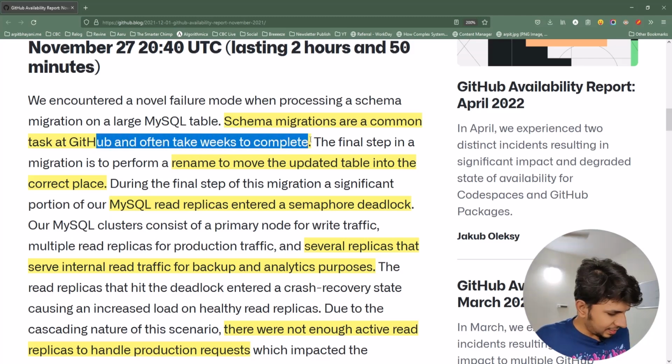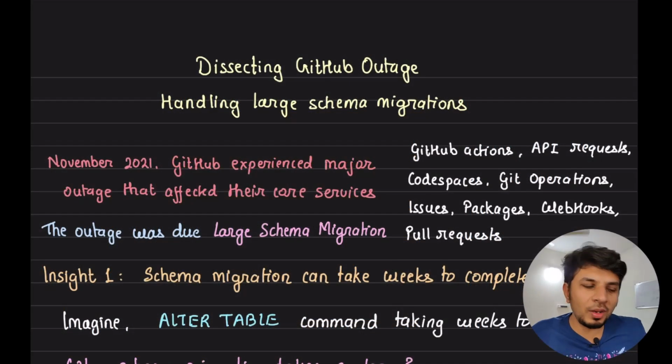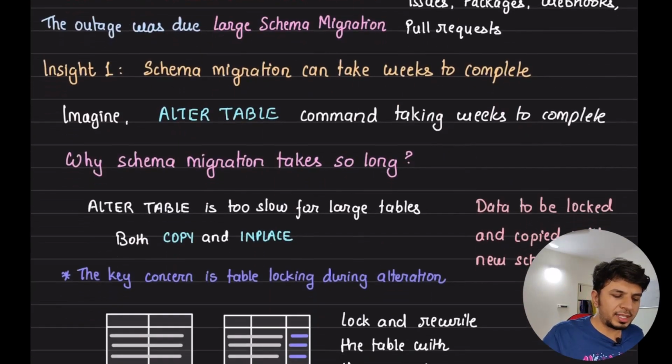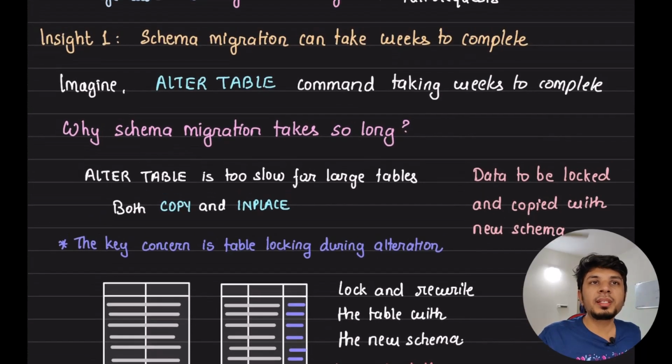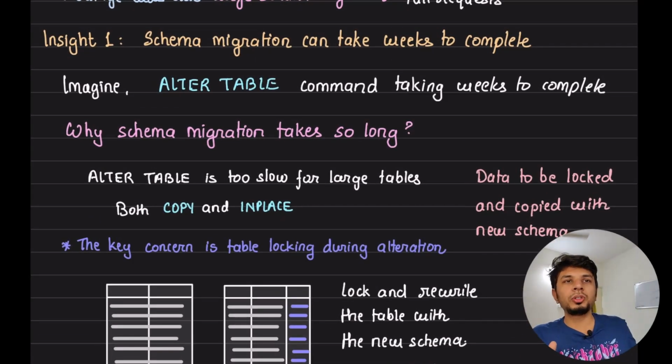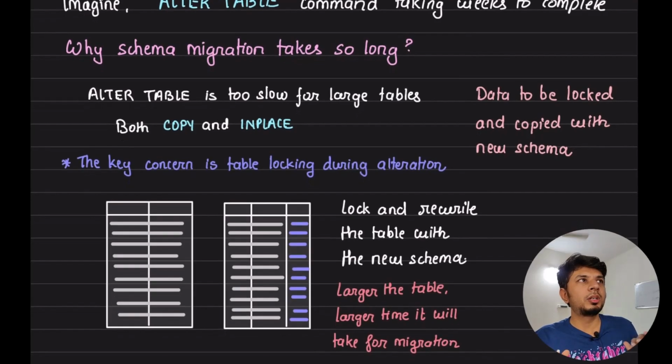Why? Let's dive into this first insight and understand why something as simple as an alter table command would take weeks to complete. Right? So alter table command is too slow for large tables. And why is it slow? Because with alter table, specifically when you are adding a new column, what would happen is the entire row needs to be rewritten.